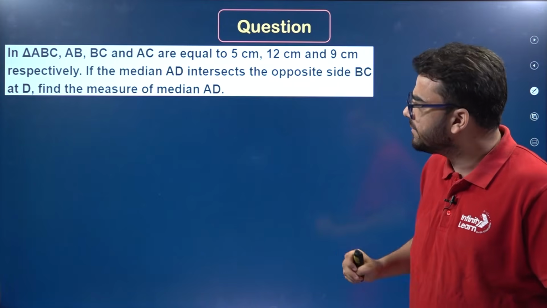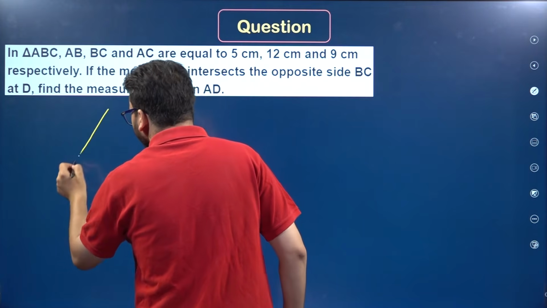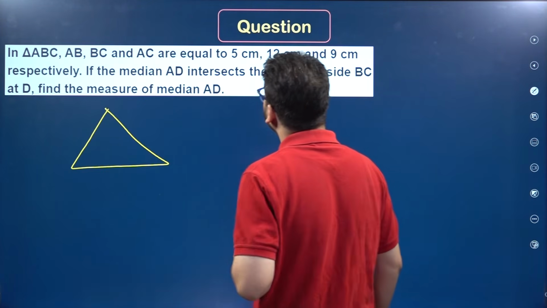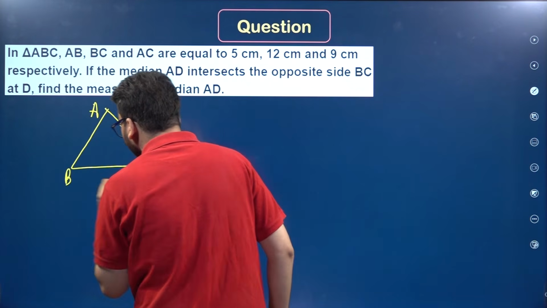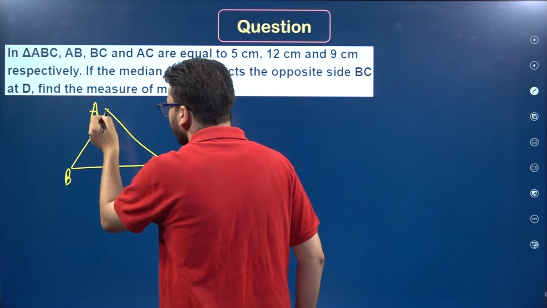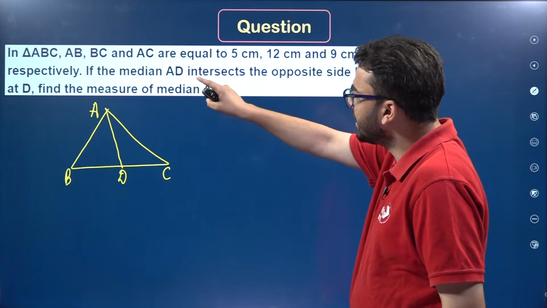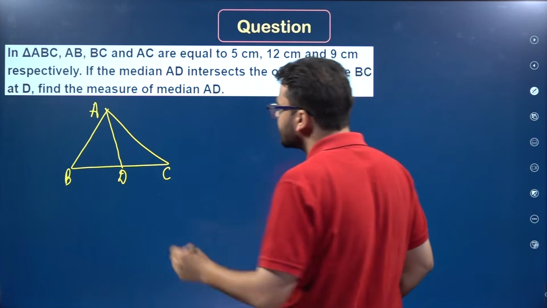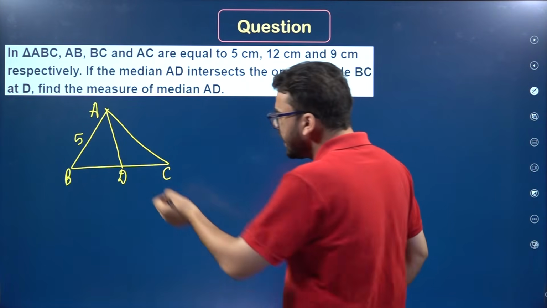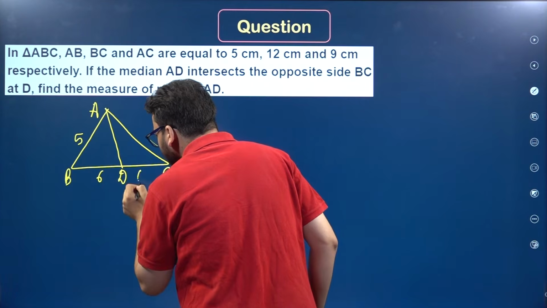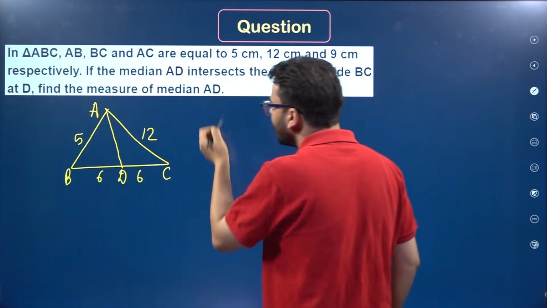So you have got a triangle ABC. Let's make a rough figure as per the question. Over here, in triangle ABC, the median is AD. AD is the median over here. Now you see over here, AB, BC, AC are given. AB is 5 centimeter. You see BC is 12. But you see AD is the median, so this will be 6 and 6. And AC over here is also 12. So we have to find the length of AD.